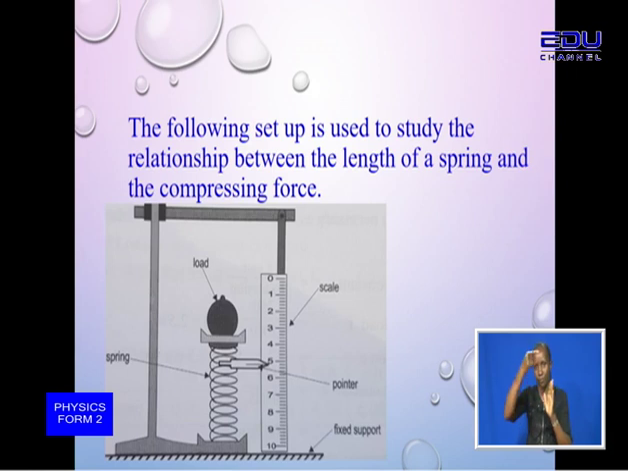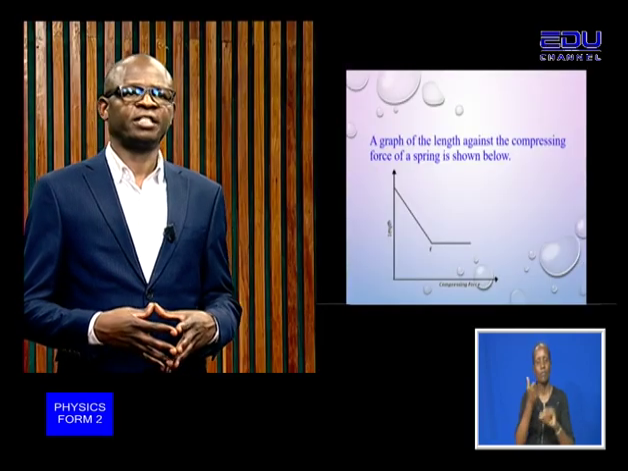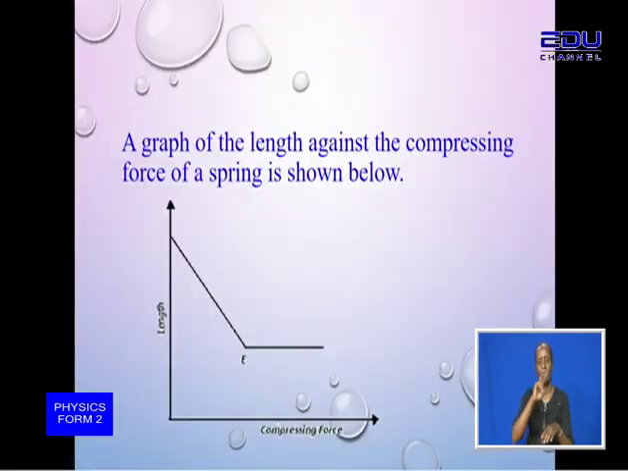All right, so the object of this would be, you note the position of the pointer before putting the load, recording it down, putting the load and adding the load, all the while taking readings of the load itself and the measurement, or the position of the pointer. Then after that, we will plot a graph of length against the compressing force of a spring. Now, when we do this, this is the kind of graph that we get. Notice that on the vertical axis, we have the length, all right? And on the horizontal axis, we have the compressing force.